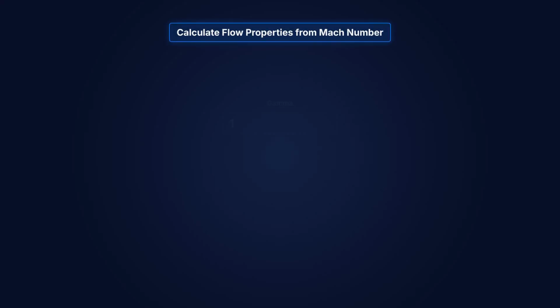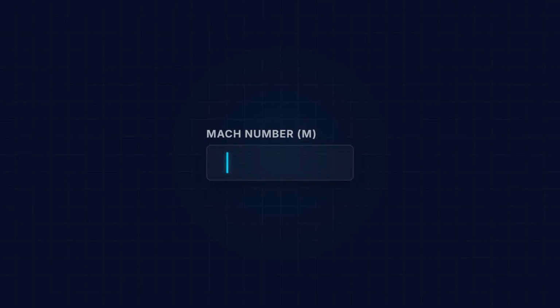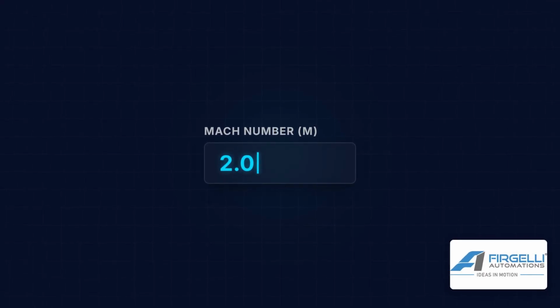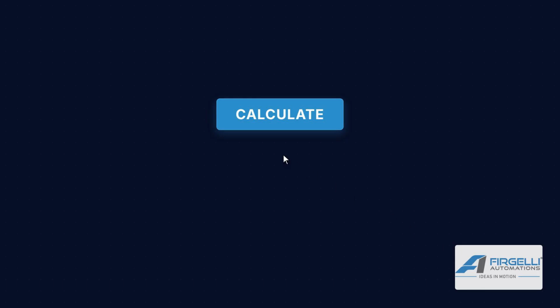For this demonstration, I'm using Calculate Flow Properties from Mach Number. Next, we input the specific heat ratio gamma, which I'll set to 1.4. Then we enter the Mach number M, which I'll set to 2.0. After clicking Calculate, here are our results.